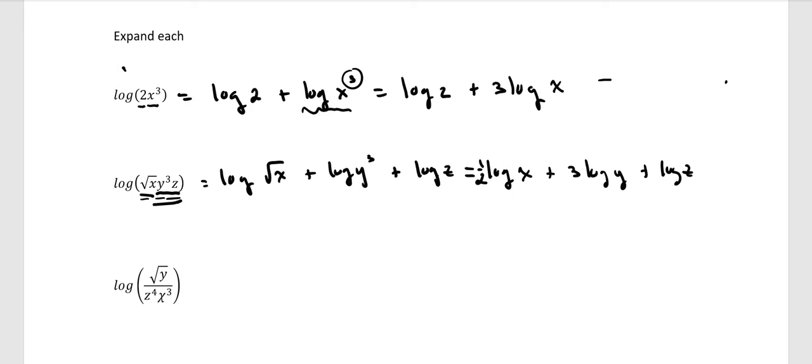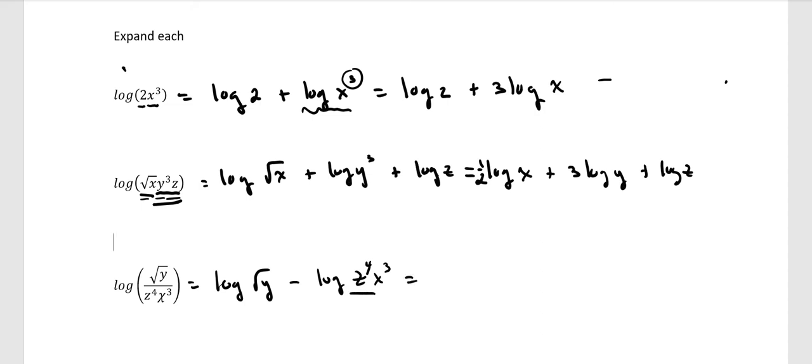All right, next deal, this one. Now, we're going to treat this like a quotient. Let's go ahead and do this. We'll treat this as the top and this as the bottom. So by rule 3, this can be written log of root y minus log of z to the 4th x cubed. Kind of a funny x there, but that's what I meant to type.